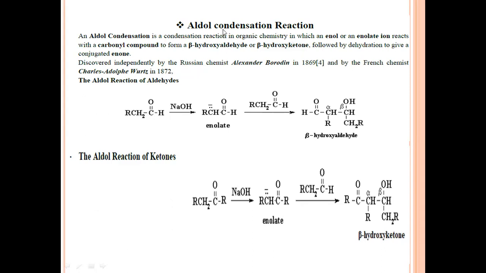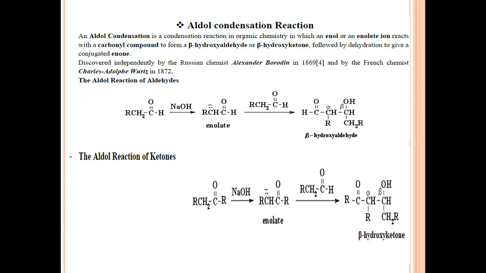This is a very important reaction which is associated with the carbonyl compounds, that means either aldehyde or ketone. An aldol condensation is basically a condensation reaction in organic chemistry, with its own application and importance with respect to all carbonyl compounds, in which an enol or an enolate ion reacts. Now what is an enol and enolate ion? It is an ion which is formed when a carbonyl compound reacts with a base or acid.